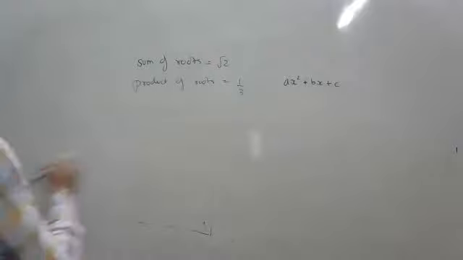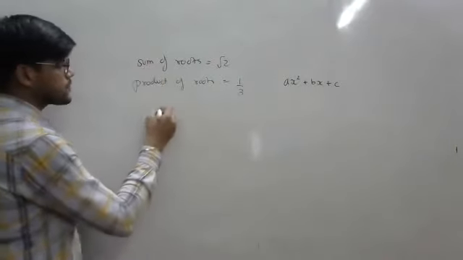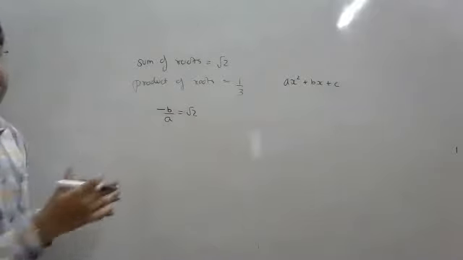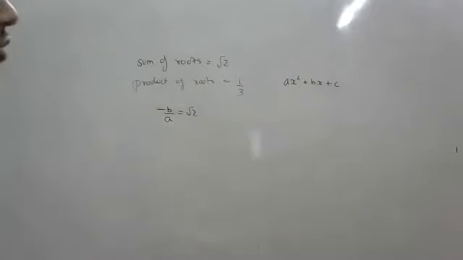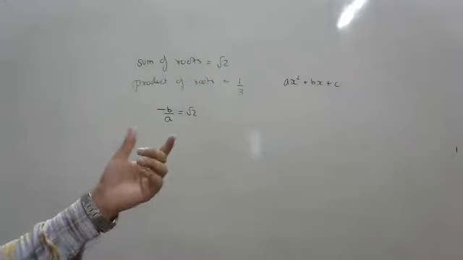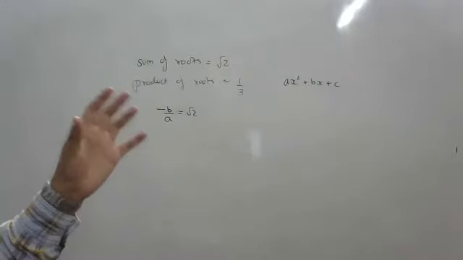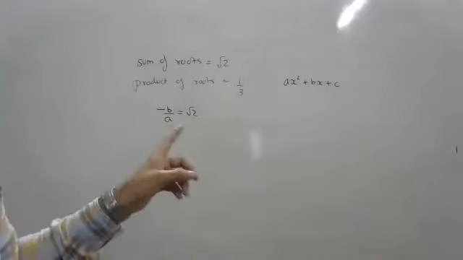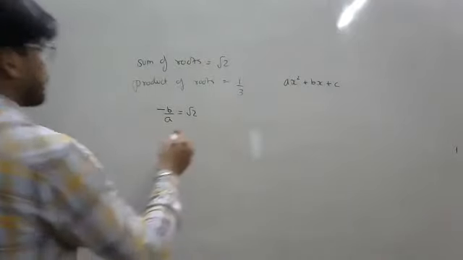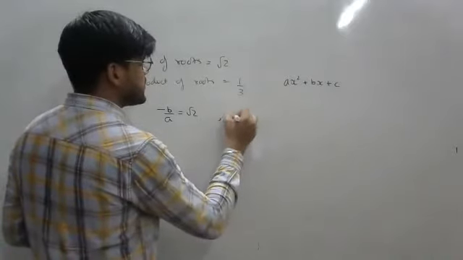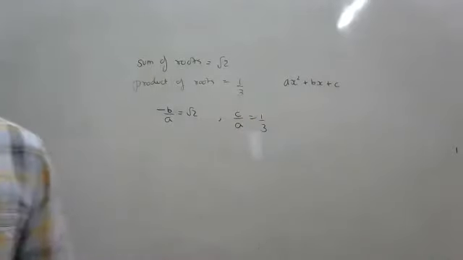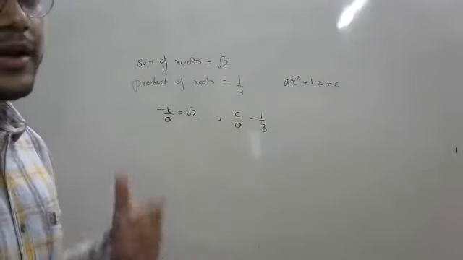Yes. So sum of roots is minus b by a. Now you have to remember this. If you forget this formula, you won't be able to solve, because this is a fact, right? You are not deriving it in every question. This is what you have to remember. In a quadratic equation, sum of the roots will be minus b by a, and product of the roots would be c by a.